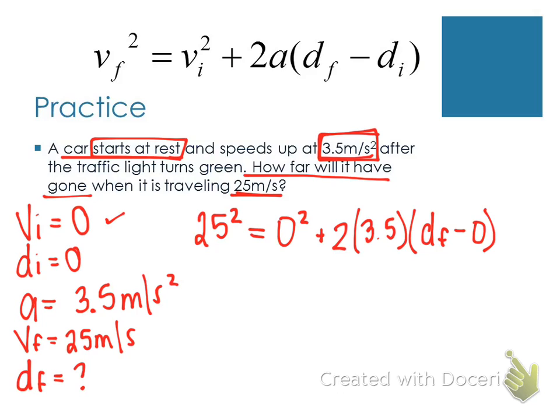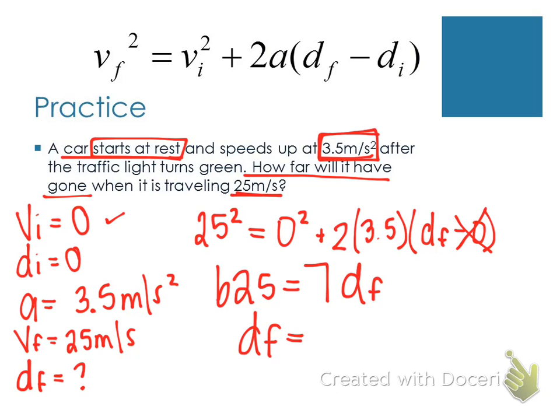Okay, so you're going to take 25 squared, which is 625, equals 7 df. If it's minus 0, we can drop that second part of the term, so 625 divided by 7. Did we get a final displacement of 89.3 meters? Yeah? Good.